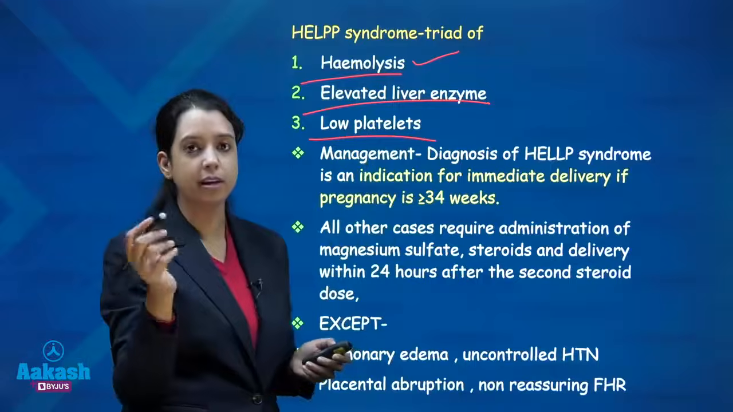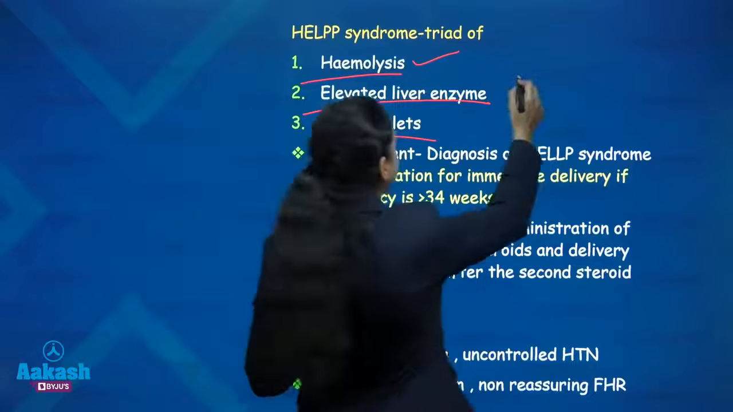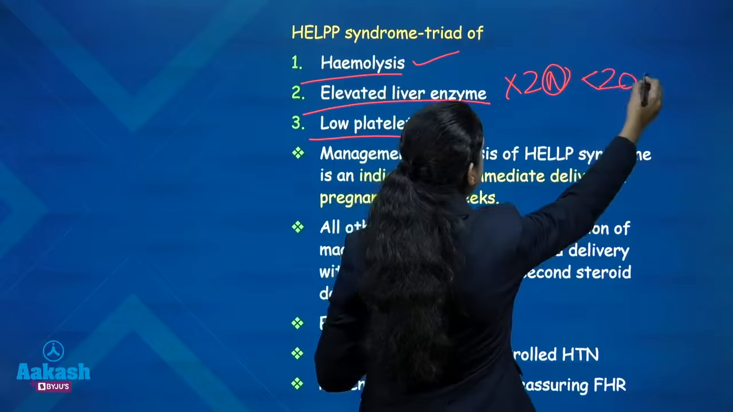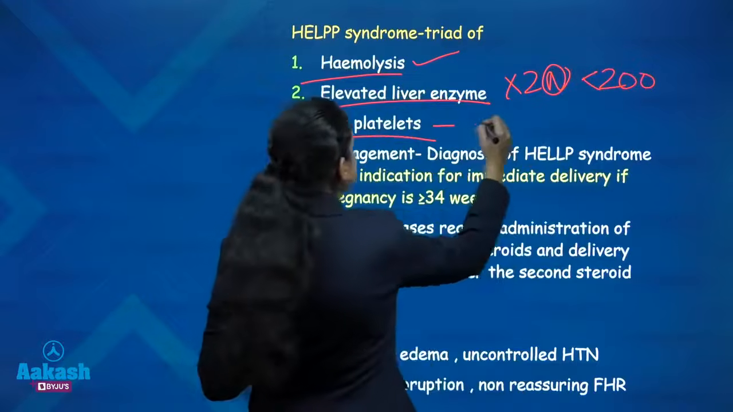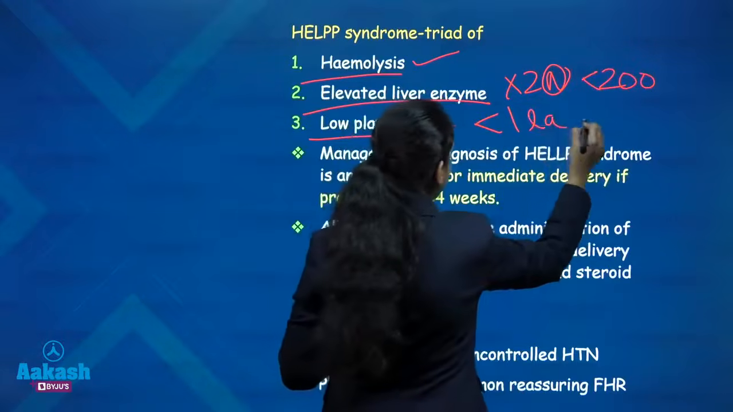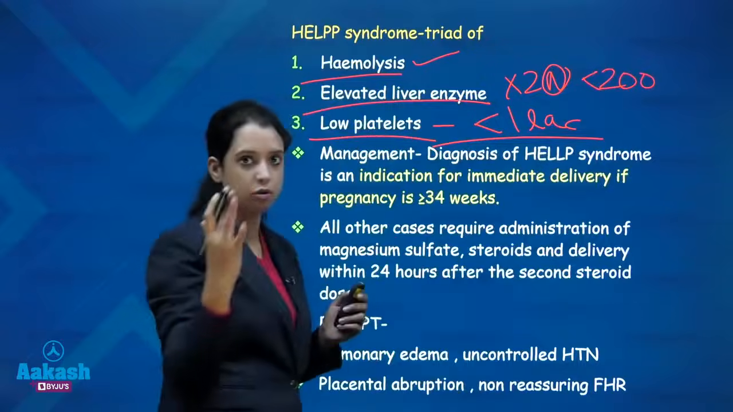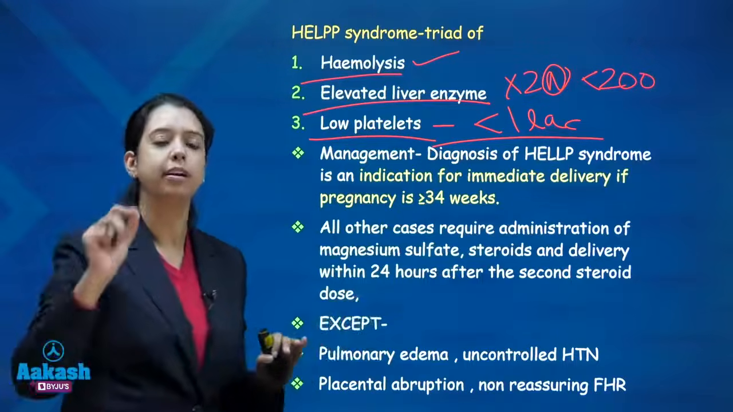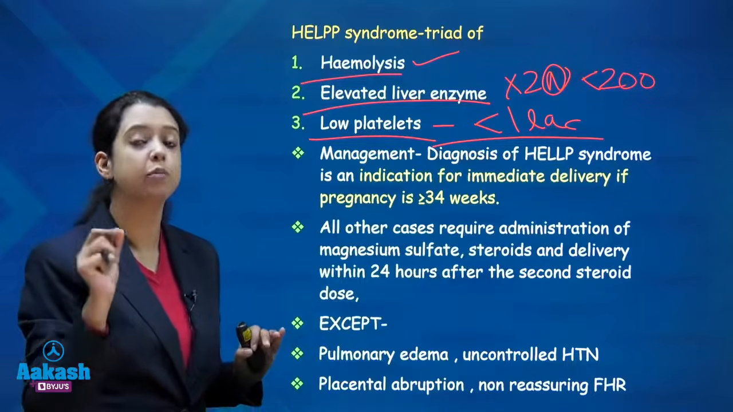Elevated liver enzyme we have seen AST, ALT, but it is generally 2 times the normal. Less than 200, it's not very high like hepatitis. Low platelet is less than 1 lakh. When all three are present, it's HELP syndrome. If patient is more than 34 weeks, HELP syndrome is an indication for delivery. Okay, if she is more than 34 weeks.